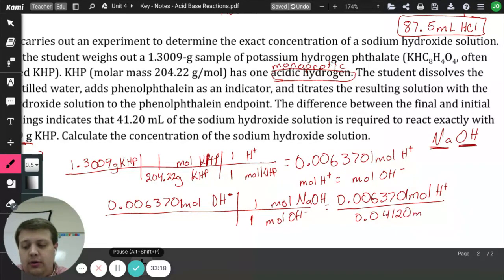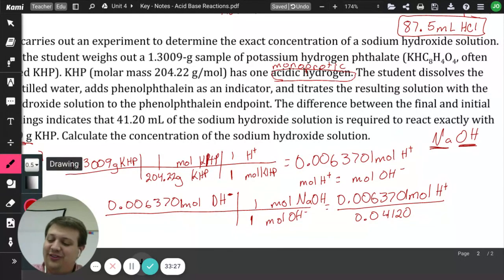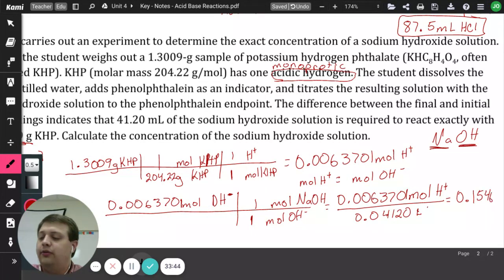0.04120 liters, not milliliters, liters. It was that 0.04120 because I converted it into liters. So liters of solution. Okay. So now I've got moles over liters. So I can plug that in and I will find that I have 0.1546 as my concentration of NaOH.